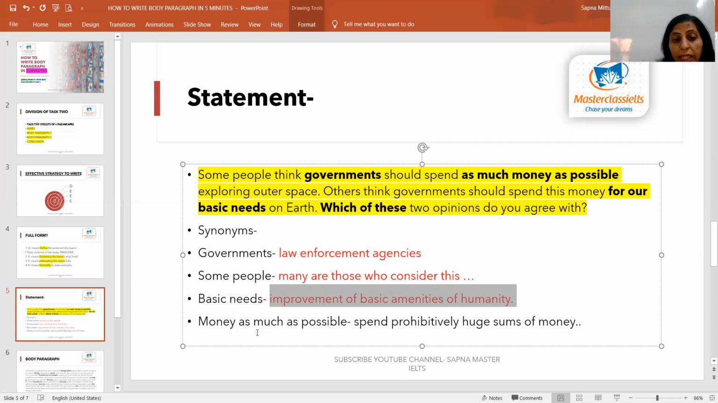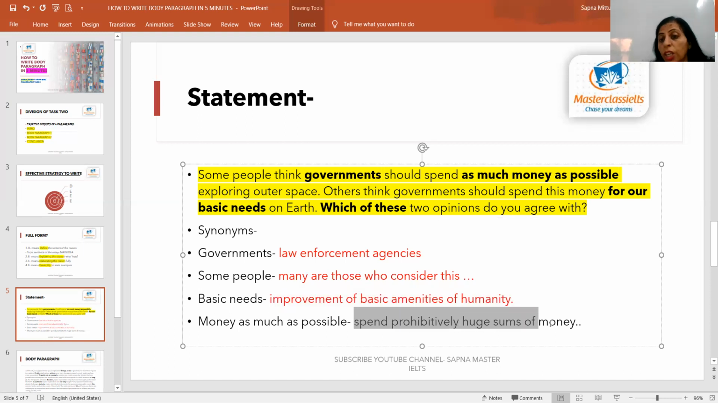Next is money as much as possible. So instead of using that, I have written spend prohibitively huge sums of money or huge amount of money. So prohibitively is a negative word. Huge sums of means the negative part of spending a lot of money. So you can use this sentence like this. So I have given the synonyms of each and every word.